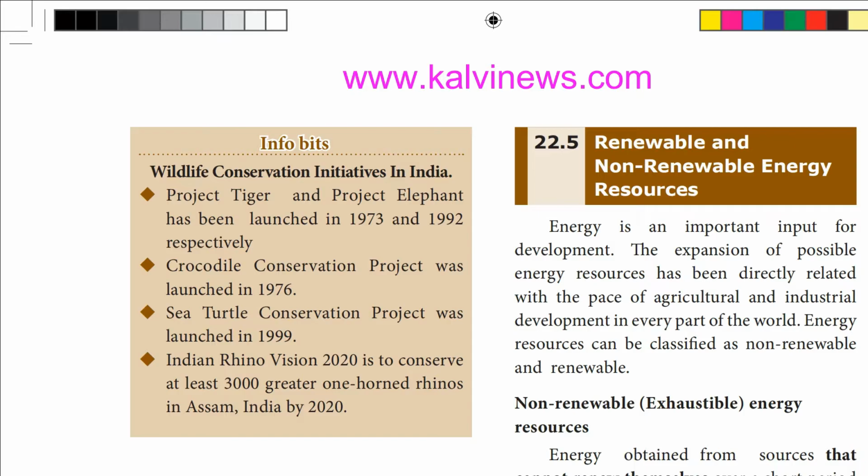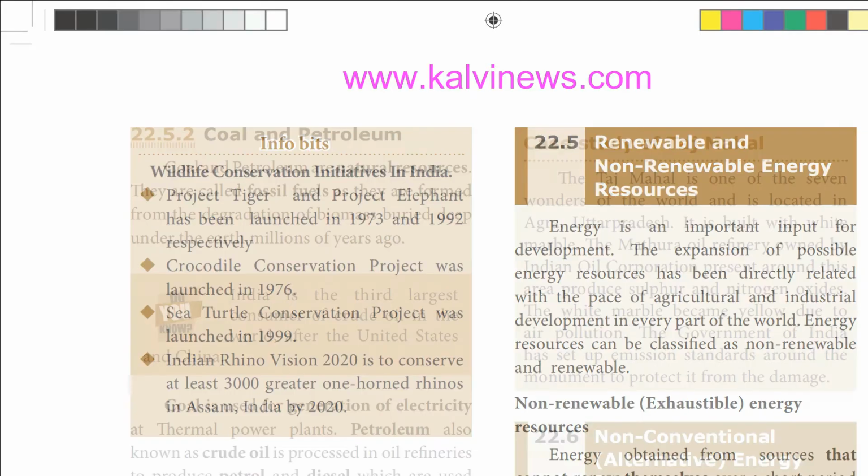Information bits: wildlife conservation initiatives in India. Project Tiger and Project Elephant were launched in 1973 and 1972 respectively. The Crocodile Conservation Project was launched in 1976, the Turtle Conservation Project in 1999, and the Indian Rhino Vision 2020 aims to conserve the rhinoceros, with at least 3,000 one-horned rhinos in Assam, India by 2020.